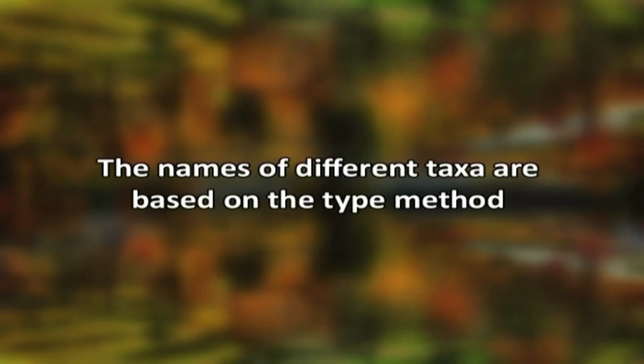A botanical name by itself is only a phrase of one or three words. For a name to be meaningful, it is necessary to be sure what it applies to. The names of different taxa are based on the type method, by which it is meant that a certain representative of a group is the source of the name for that group. This representative is called nomenclatural type.